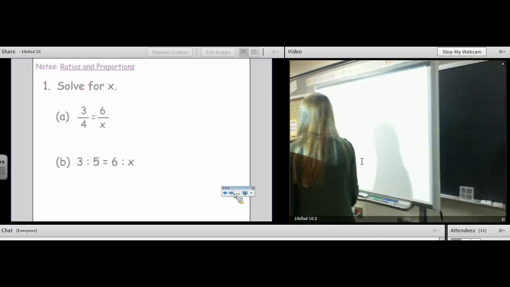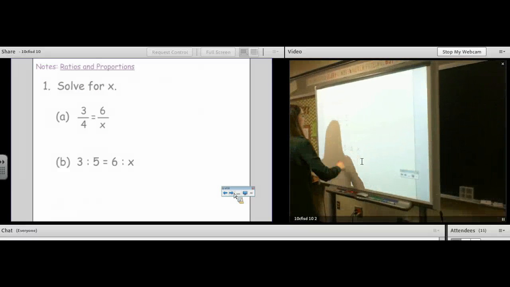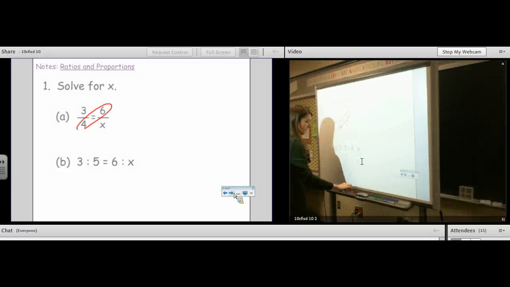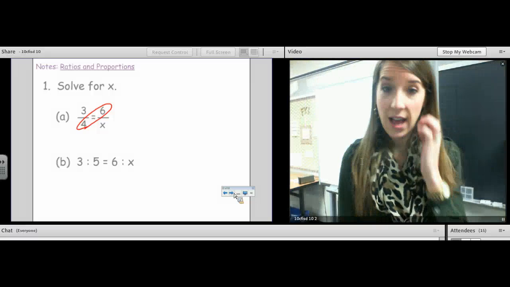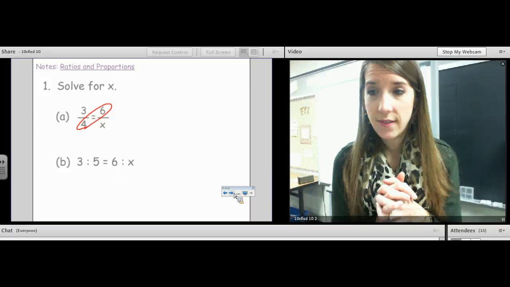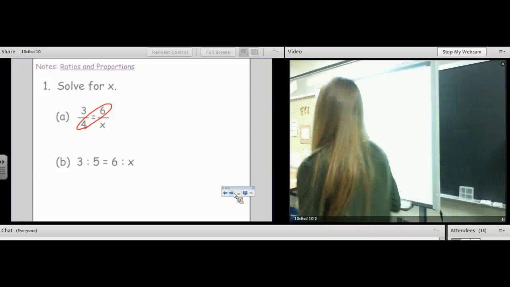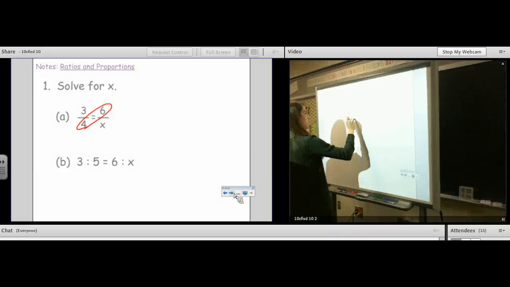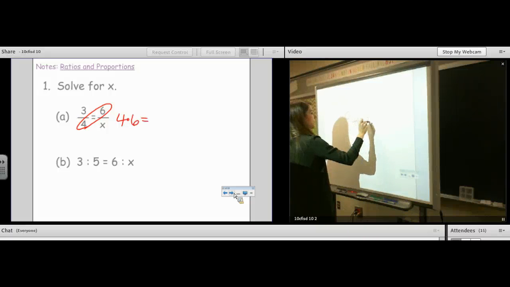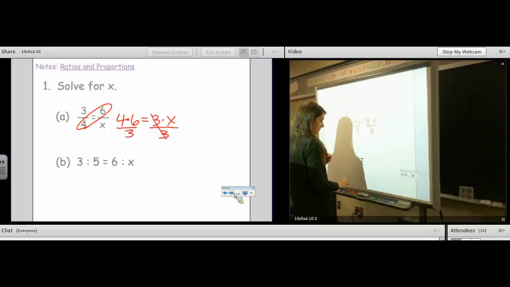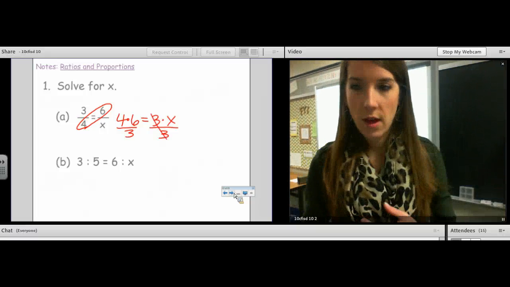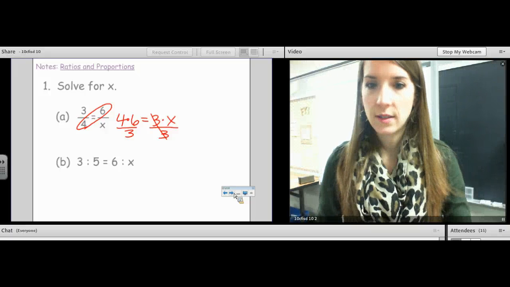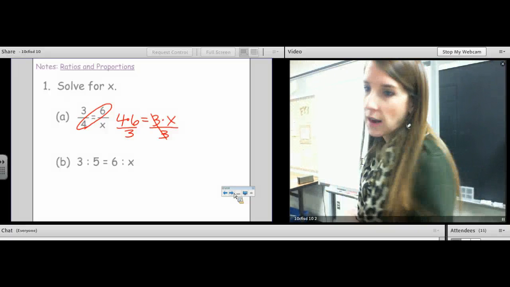So let's go real quick. This one I would cross multiply and divide. I would do 4 times 6 divided by 3. Is that okay with everyone if we just do that? 4 times 6 divided by 3. Where do you get the math from that? 4 times 6 equals 3 times x, divided by 3, divided by 3. Okay, final answer 8. 3 is to 4 as 6 is to 8.